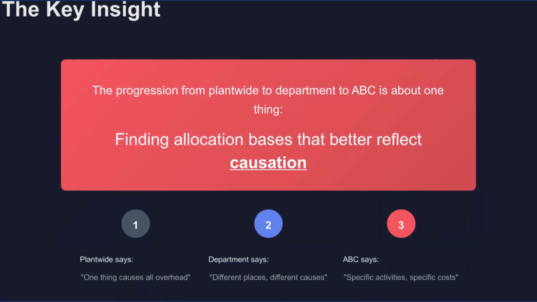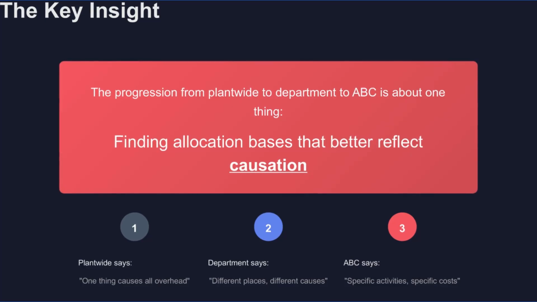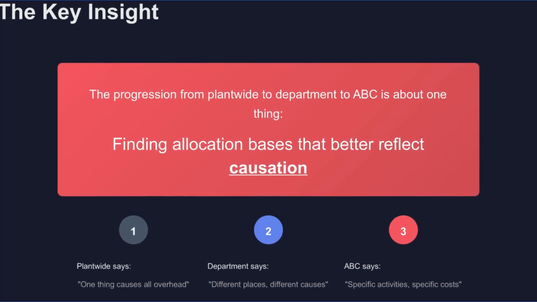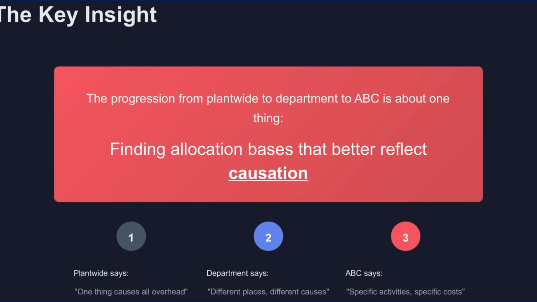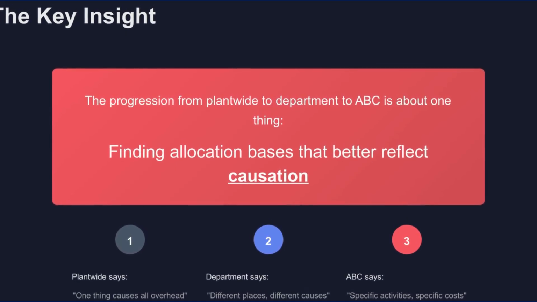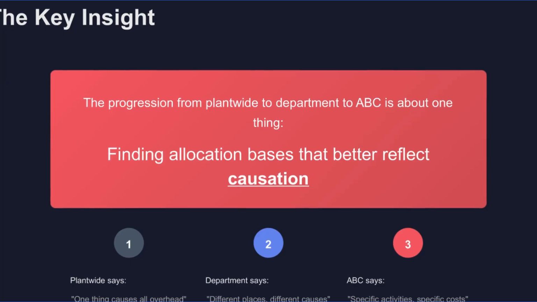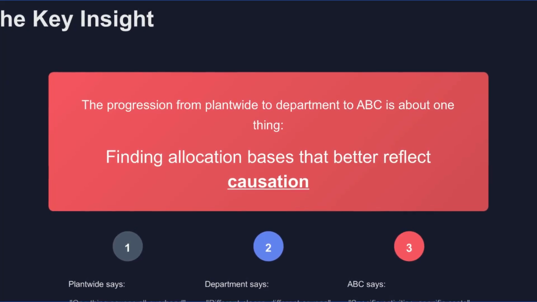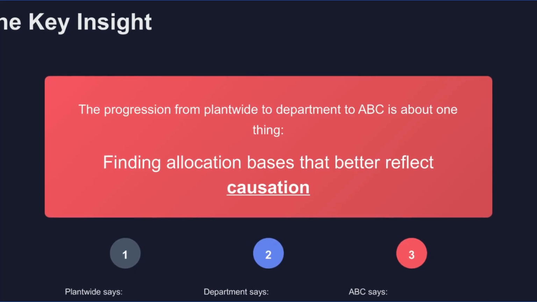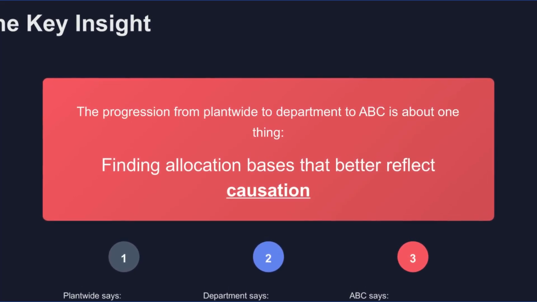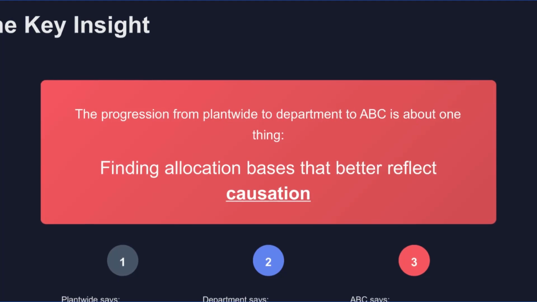Understanding the evolution of cost allocation is key. Initially, plant-wide costing assumes one overhead cause. Then, departmental costing recognizes varied causes by department. Finally, ABC costing assigns costs based on specific activities, emphasizing causation. This progression leads to more accurate cost management decisions, reinforcing sound decisions.